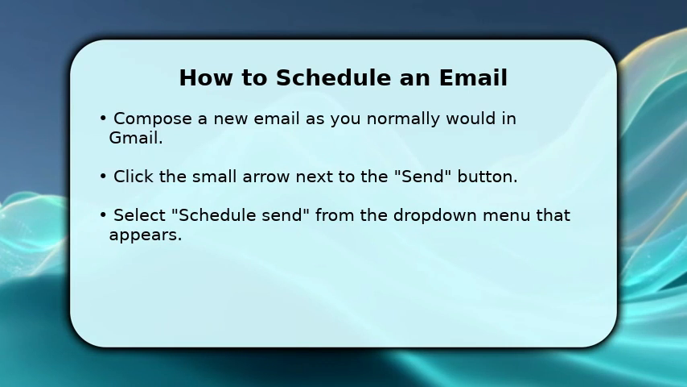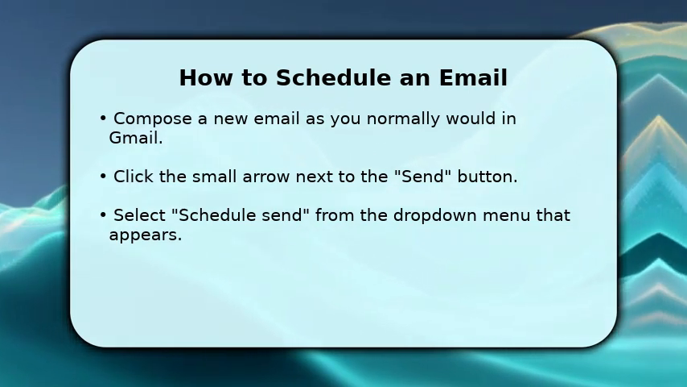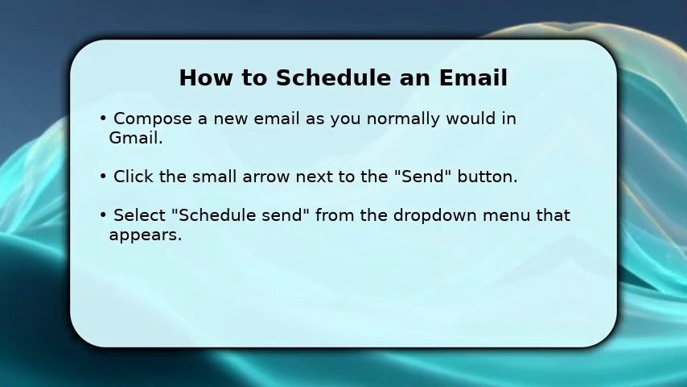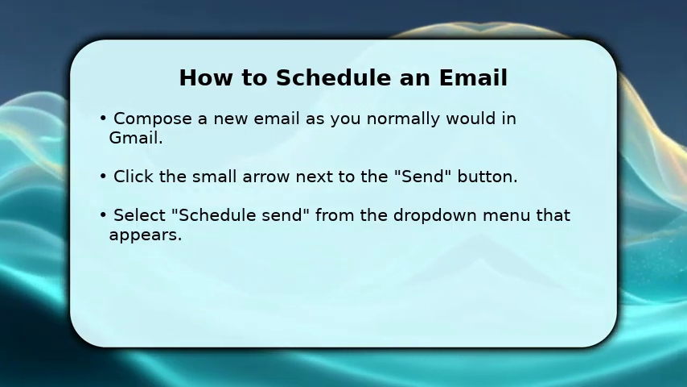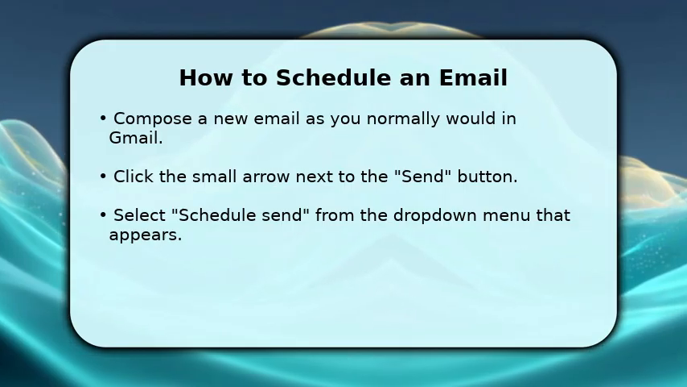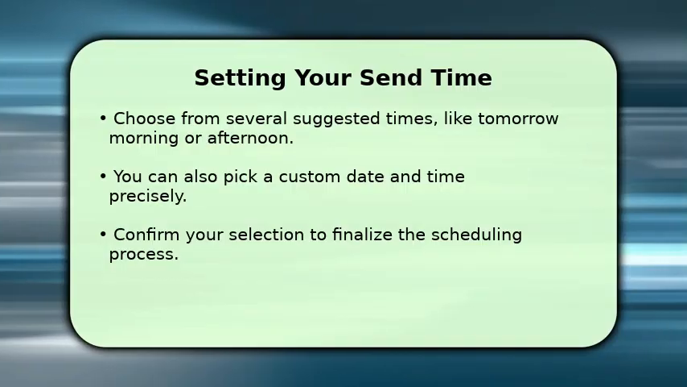To begin, open Gmail and start composing a new email, just as you always do. Once your message is complete and ready to go, look for the small downward-pointing arrow positioned right next to the Send button. Click on this arrow, and a small menu will pop up, offering you a few different options for sending your message. From the menu, select Schedule Send.